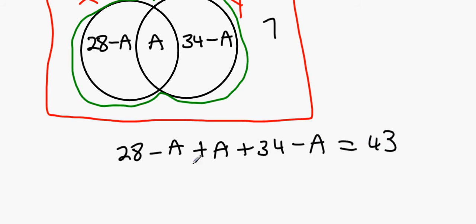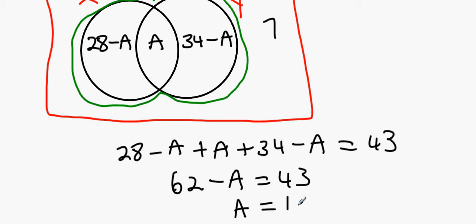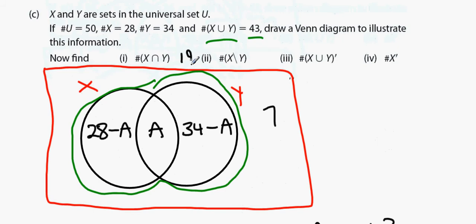Then we're going to add the two of these together, 28 plus 34. So 28 plus 34 gets you 62. 62 minus A equals 43. A therefore is 19. So the first answer is 19.